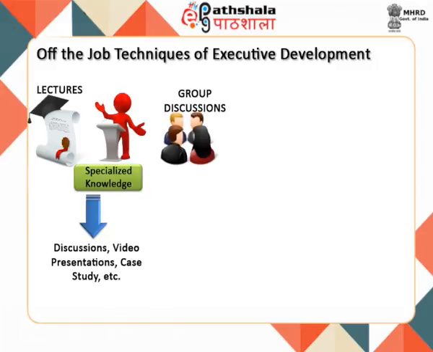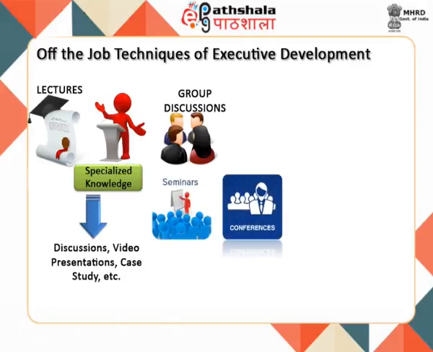Group discussions. In this method, seminars and conferences are conducted in the organization, and the trainee presents a paper on the topic given, which is followed by a critical discussion.